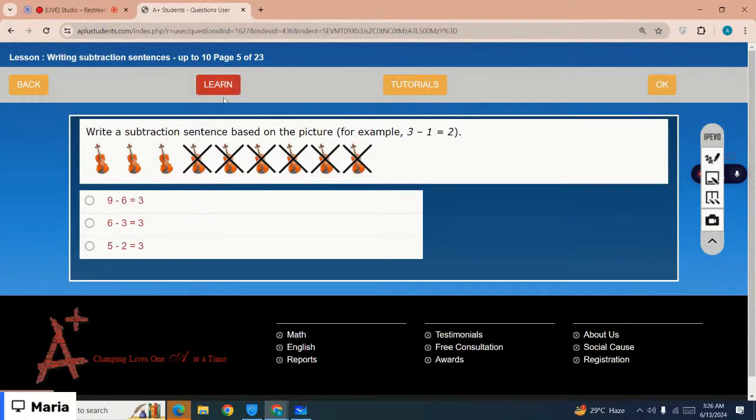You have to count 1, 2, 3, 4, 5, 6, 7, 8, 9. There are 9. And 6 of them are crossed. 9 take away 6 equals 3. Option number 1 is the correct option.